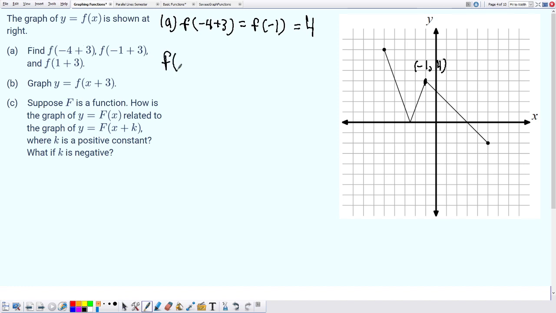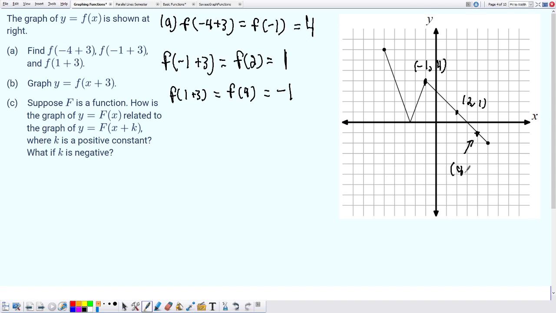F of negative 1 plus 3. Well, let's reduce that to f of 2. And what is f of 2? Let's go to the right 2 spaces and go up 1. We have 2, 1. So we have an output of 1. And then finally, f of 1 plus 3 is equal to f of 4, which on the graph is equal to negative 1. It's at this point right here. And that's it for part A.